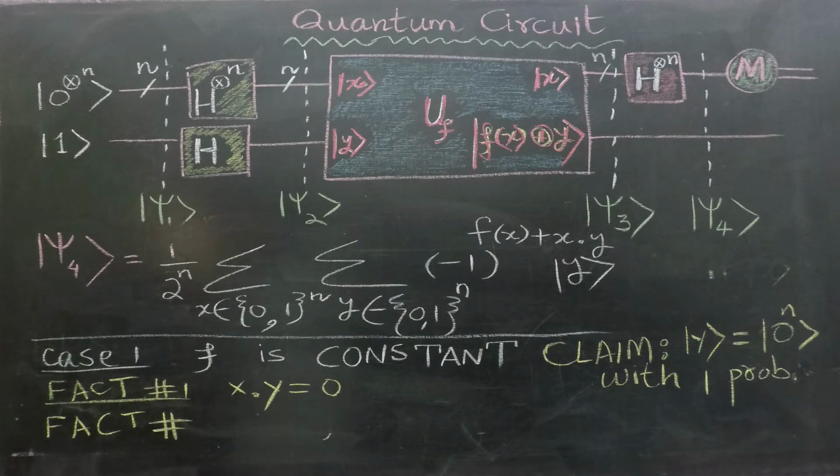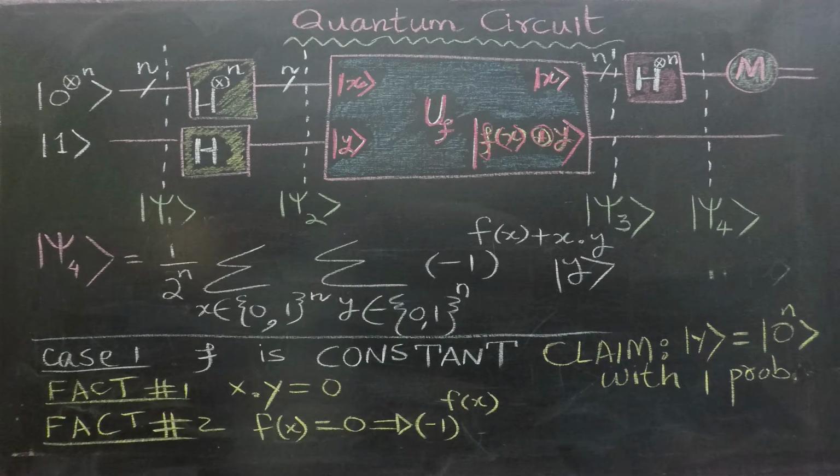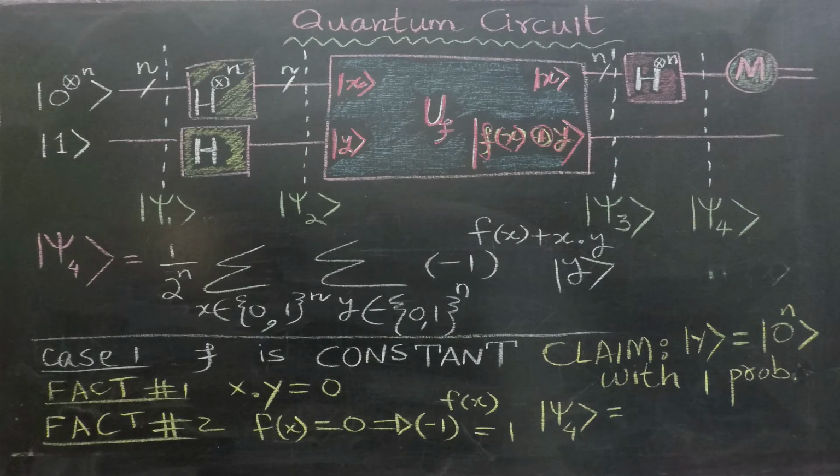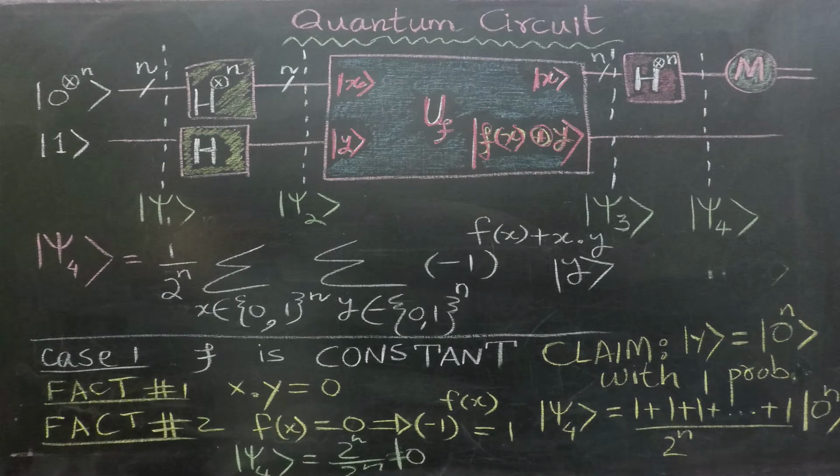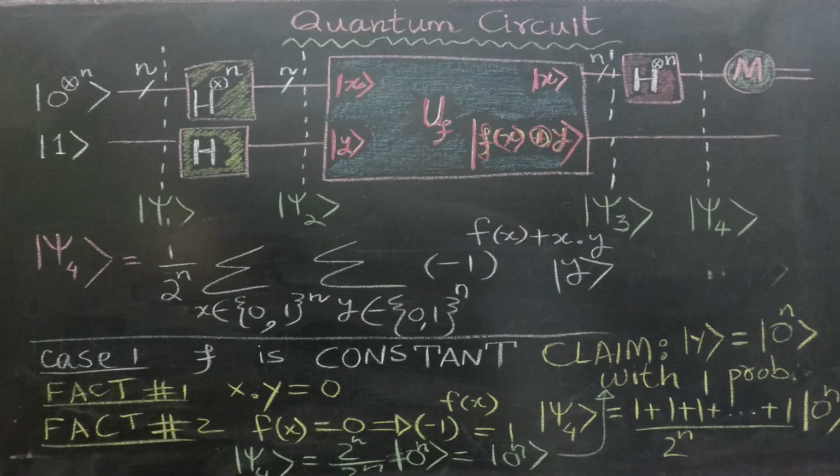With a constant function, we will either always get f of x equals 0 or f of x equals 1. If f of x equals 0, then minus 1 raised to the power f of x will always return 1. Thus, in the numerator, we have the summation of all ones resulting in 2 raised to power n. The numerator and the denominator cancel each other, making the amplitude of measuring ket 0 equal to 1. Scaling this amplitude gives us a 100% probability of measuring y equals ket 0.